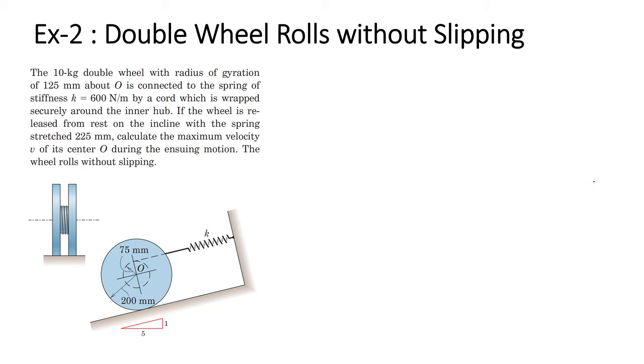Okay, in this example, we have a double wheel. Again, they give the information of the mass and radius of gyration so that we can compute the moment of inertia about O. The double wheel is rolling on an inclined plane. They give the slope of the inclined plane, and the wheel rolls without slipping.